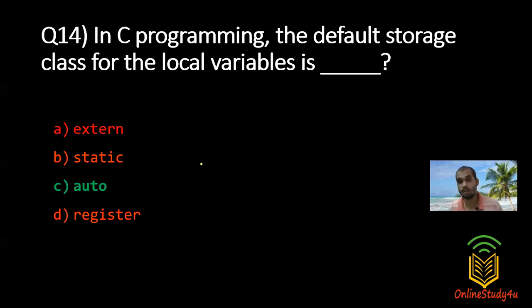Auto is the default one. Register is where your memory is stored in register. Extern is a storage class where your variable is actually defined in some other external file. Right? So you should know about this. And the default one is actually auto here. Okay. Let's go for the next question.